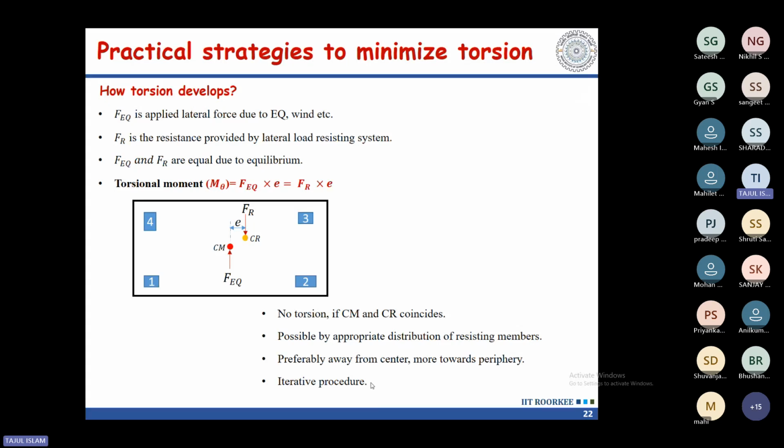Then this procedure is going to be iterative. It means you cannot try once and achieve this elimination. You have to do it multiple times based on the observation from each trial. Suppose you are doing some iterations and you are not achieving it, but you are observing some changes in the parameters. Based on this observation, you can identify in the next trial which quantity should be changed.